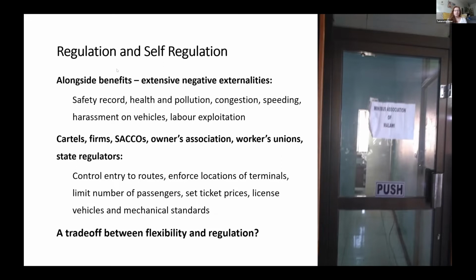So in many, many cities, there's also a layer of self-regulation. So there are cartels or firms, associations, unions, and across East Africa, SACCOs, which are savings and credit cooperative organizations, are also quite common.